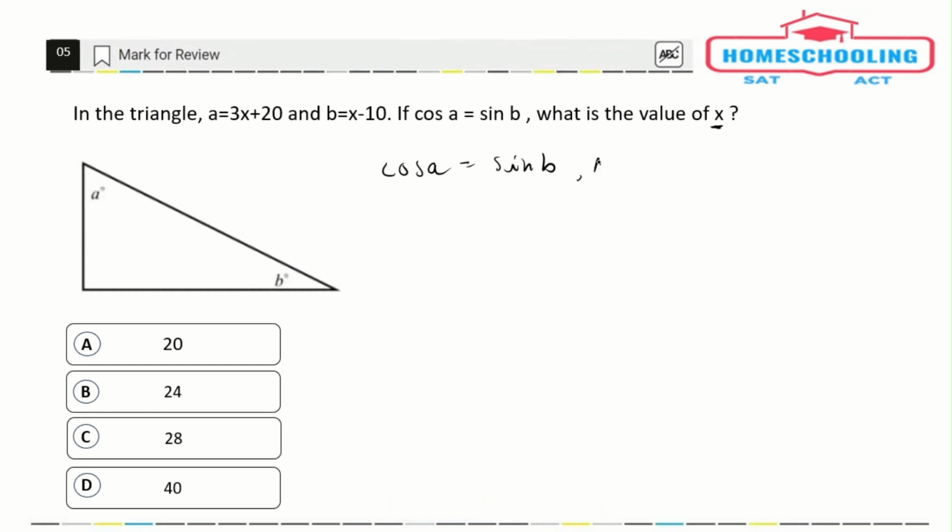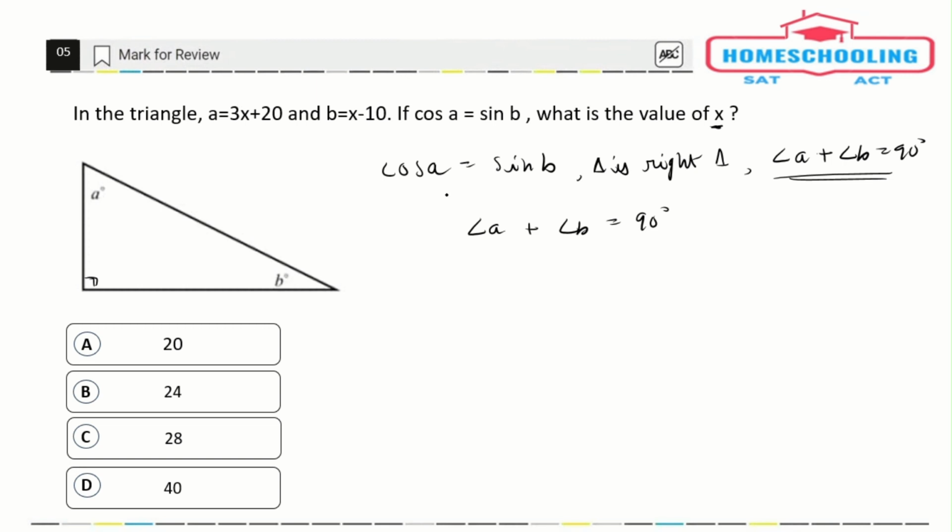That means the triangle is a right triangle, and the sum of angle A and angle B would be 90 degrees. We have read that in the basics. So this one would be 90 degrees, and the sum of these two angles would be 90 degrees. So angle A plus angle B is 90 degrees. You have to remember this.